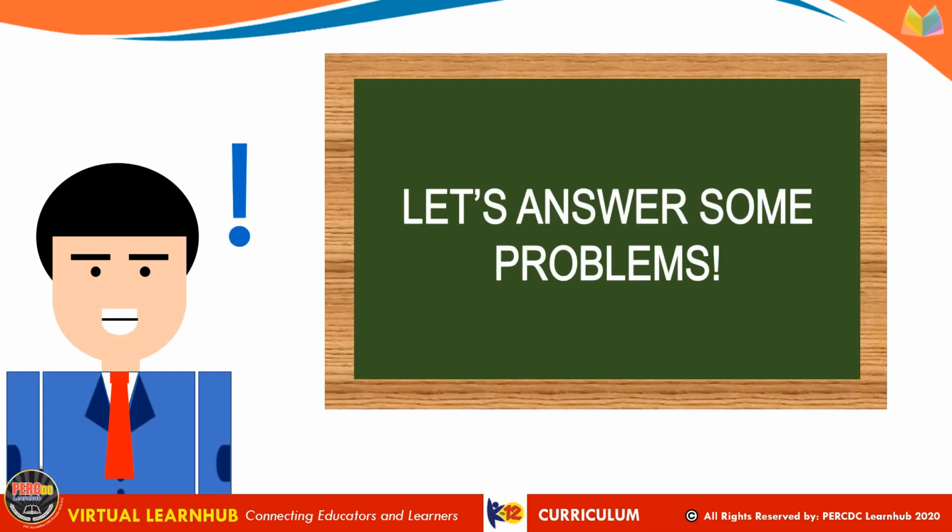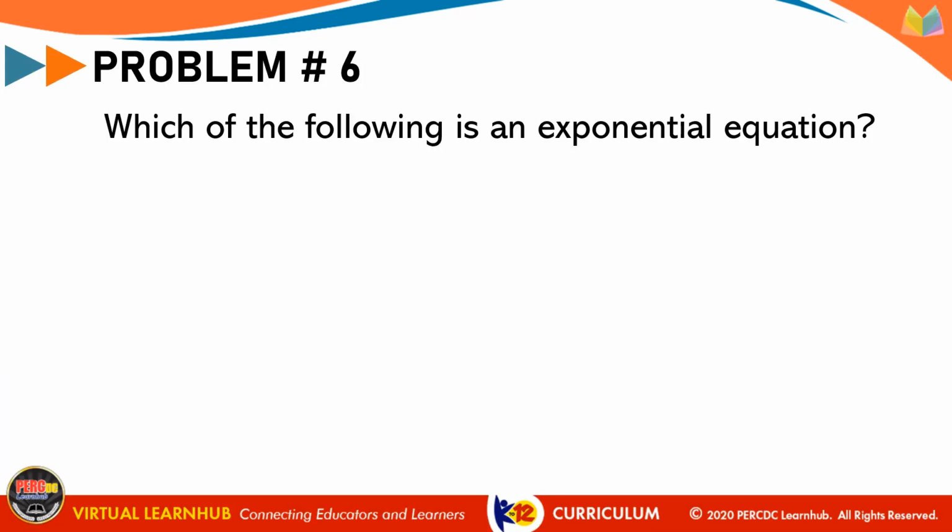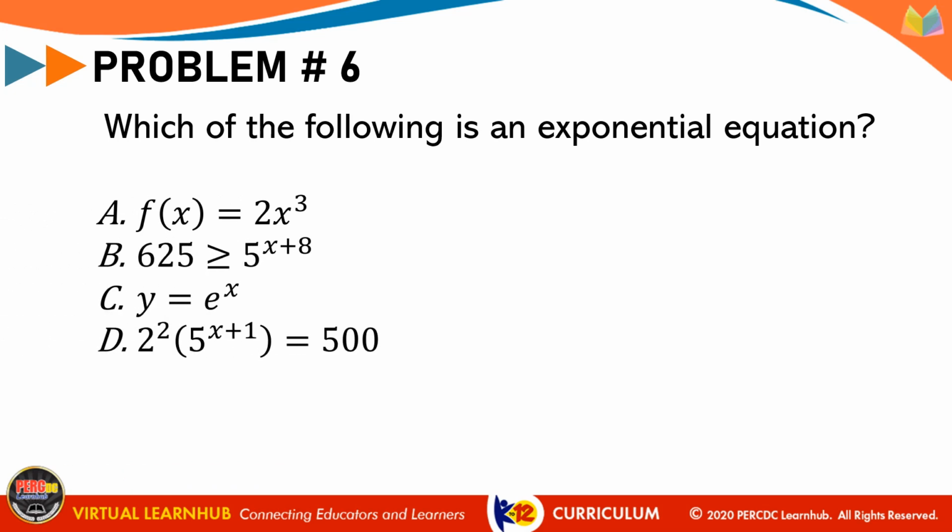Now let's answer some problems. Problem number 6. Which of the following is an exponential equation? A. f of x equals 2x cubed. B. 625 is greater than or equal to 5 raised to x plus 8. C. y equals e raised to x. And D. 2 squared times 5 raised to x plus 1 equals 500.